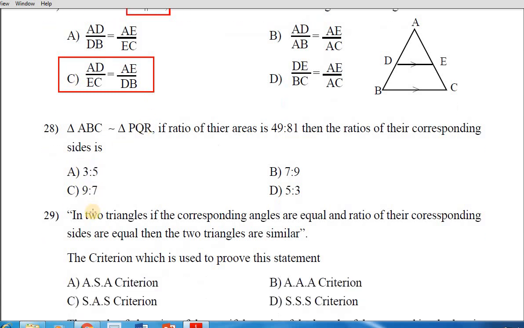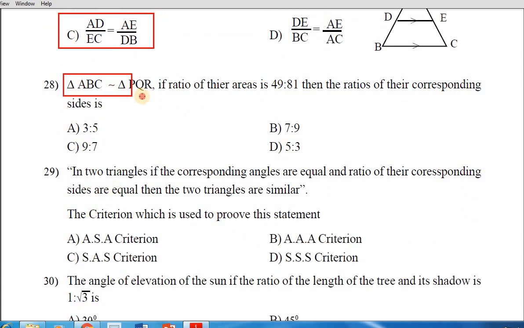Next, question number 28, children. Triangle ABC is similar to triangle PQR. If the ratio of their areas is 49:81, then the ratio of their corresponding sides, I said this 100 times, whenever two triangles are similar and areas of triangles are given and asked to find the ratio of corresponding sides, you want to find the roots of the given values. Here given value is 49:81. What is the root of 49? 7. What is the root of 81? That is 9. Hence option B, 7:9 is the right one.